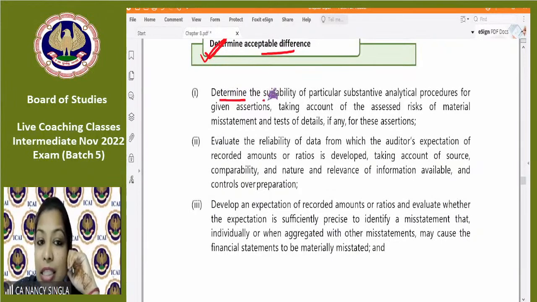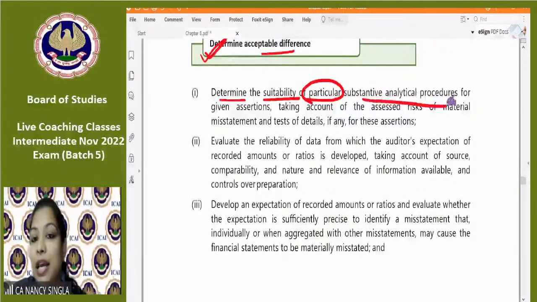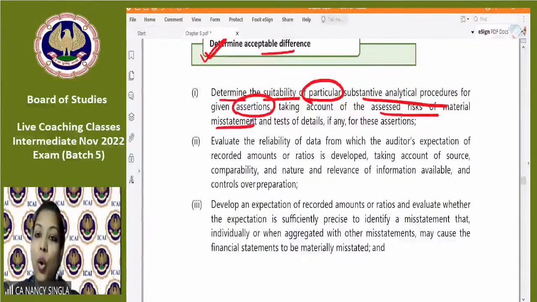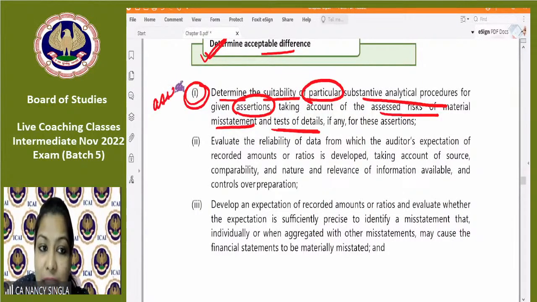First point, determine the suitability of particular substantive analytical procedure for the given assertion. उसको क्या चेक करना है? ठीक है? Assessed risk of material misstatement, जो ROMM उसने डिसाइड assess किया है, considering that, and test of details if any he has decided to perform. So basically what is this? Auditor is performing analytical procedure, whether alone or in combination. ठीक है? Combination to what? Test of details. So first of all, he'll determine which of the particular substantive analytical procedure is suitable. ठीक है? And in that, he will see what assertion he is checking.